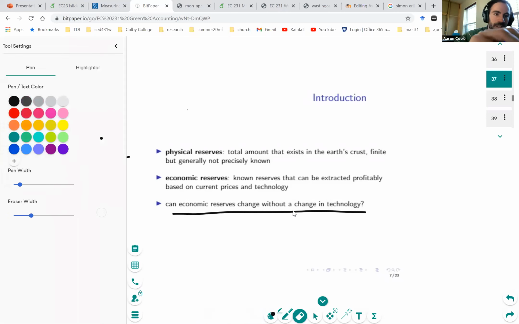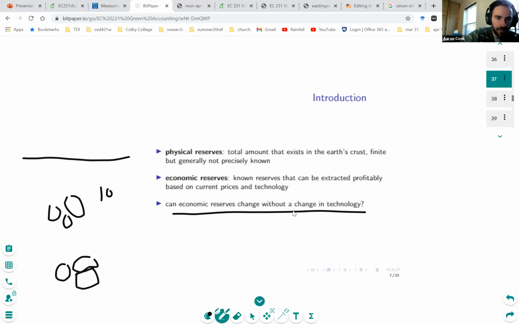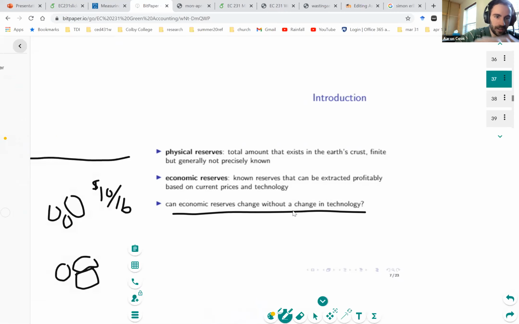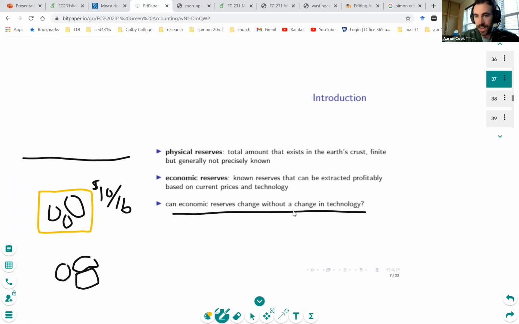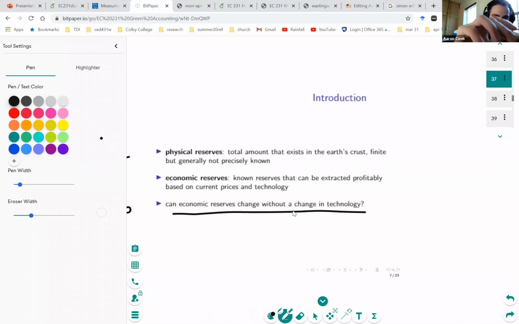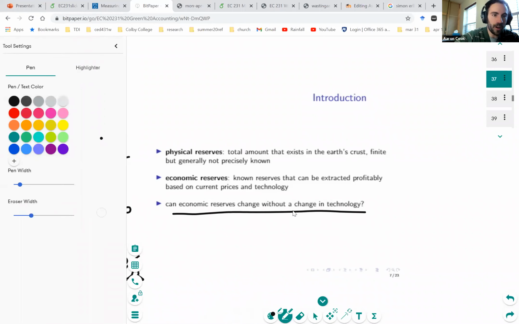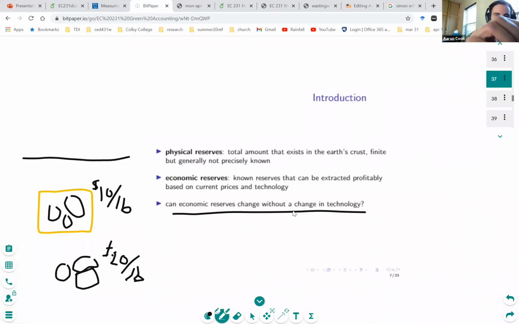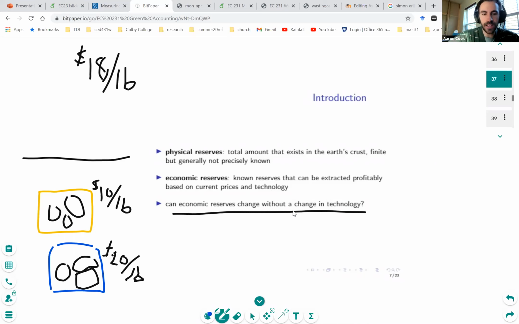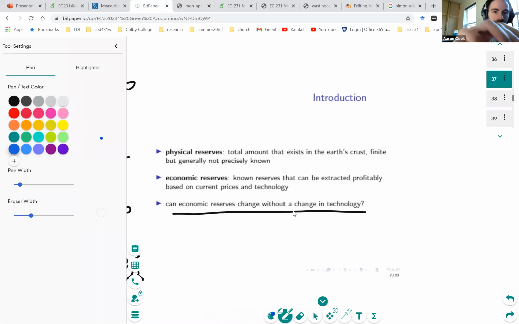And so you might imagine maybe it's $10 per pound to extract the minerals at this level in the Earth's crust that's closer to the surface. Maybe that's $10 per pound to extract and dig those up. Maybe these minerals down here are $20 per pound. So you can imagine, if the price of these minerals is currently $18 per pound on the open market, the reserves that are closer to the surface are economic. Maybe we know that these blue reserves exist, but they cost $20 per pound. Those would not be economic reserves at $18 per pound.